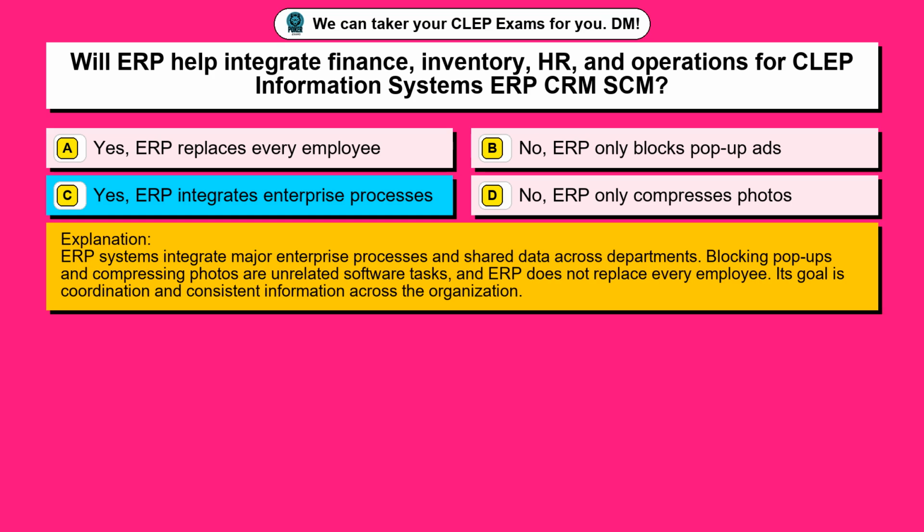ERP systems integrate major enterprise processes and shared data across departments. Blocking pop-ups and compressing photos are unrelated software tasks, and ERP does not replace every employee. Its goal is coordination and consistent information across the organization.